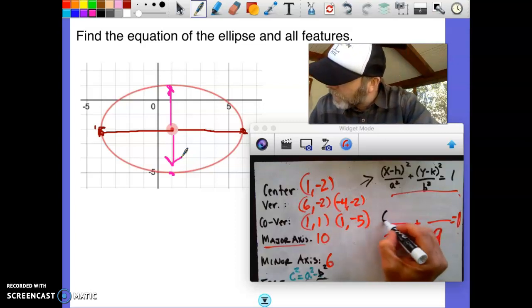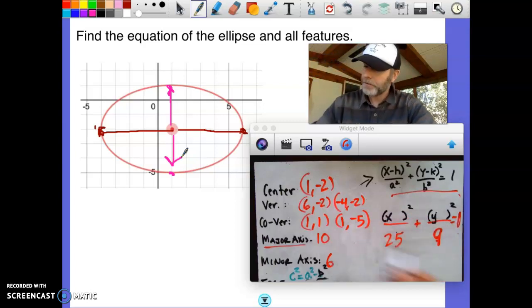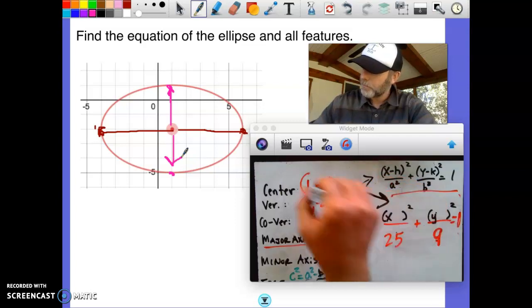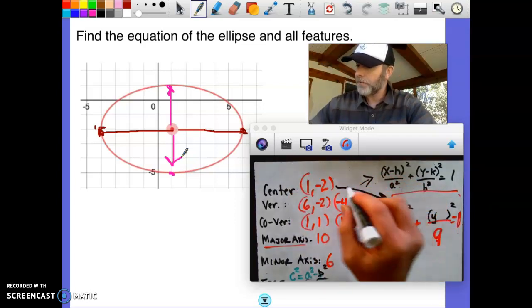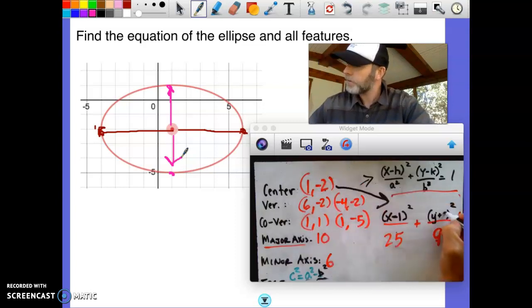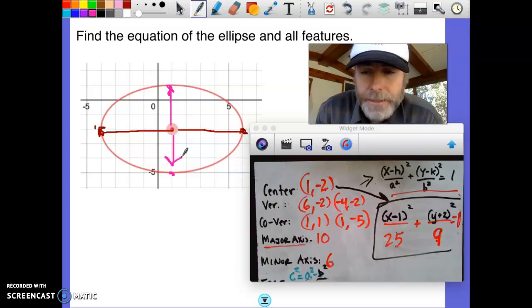So the equation up here is going to look like this. X and Y, keep the order the same. And then let's look at the center. Center is at +1. So remember, it's the opposite. And then for the y value, it's at -2, so +2. Voila. There you go. Equation from a graph. That's it for ellipses.